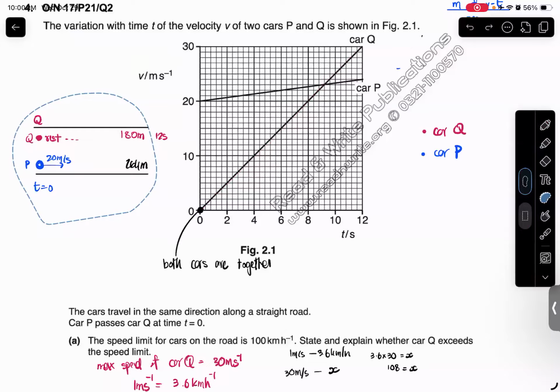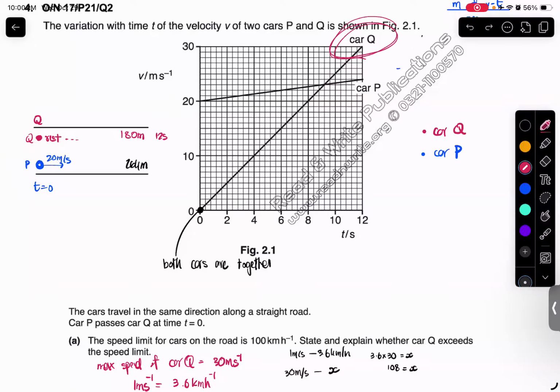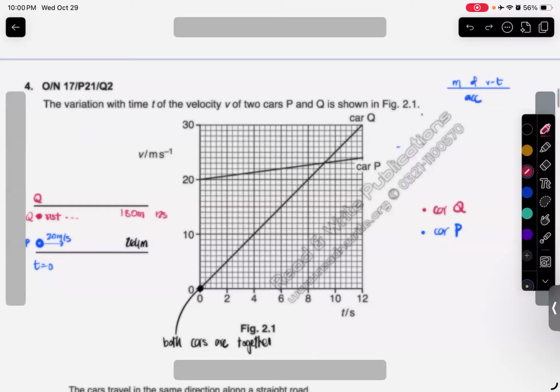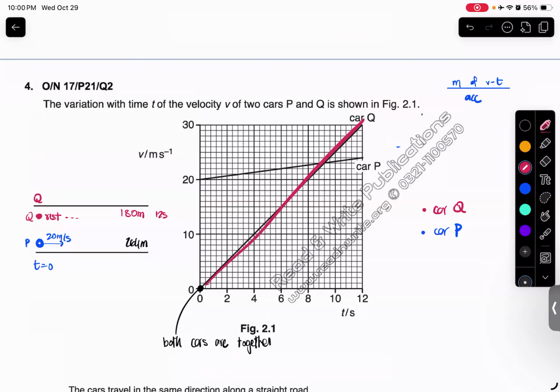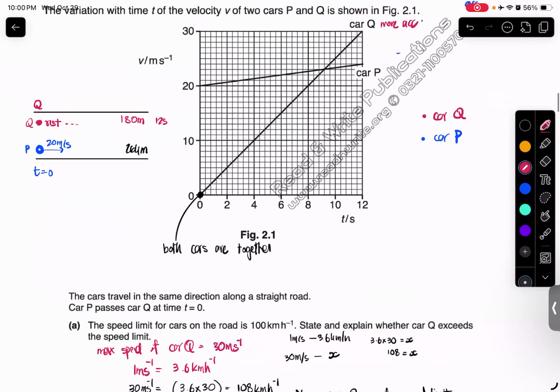Now that's what we're trying to figure out. What time is car Q going to surpass or cross car P? Because car Q has a greater acceleration. I can literally see it off the slope. It has more acceleration.